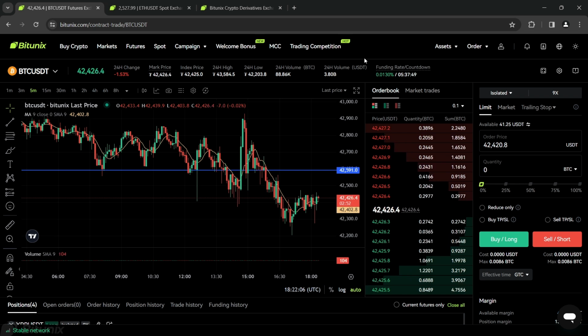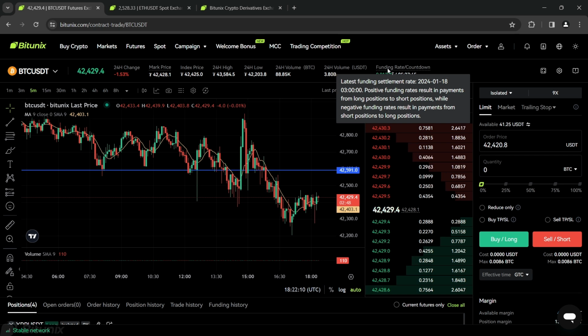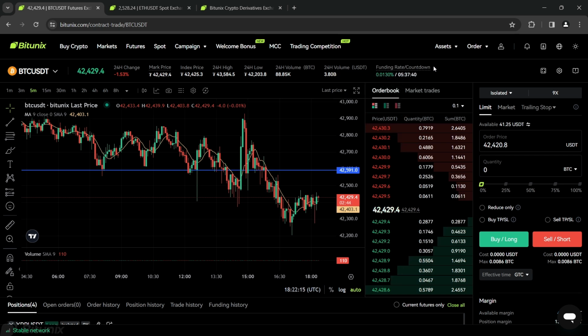So here, this funding rate that you see here is something that you will either have to pay or you can also get paid and make profit from it. But it depends on the number and it depends on if you're short or long. And we're going to explain that in just a second. We also have a countdown here.